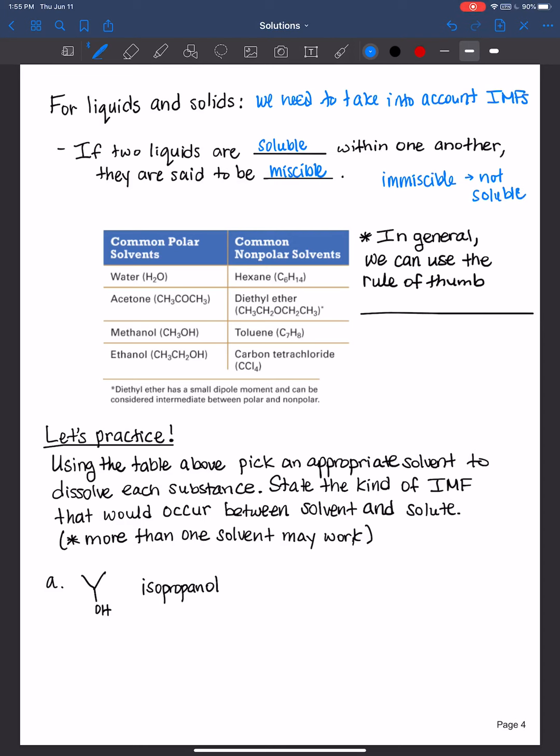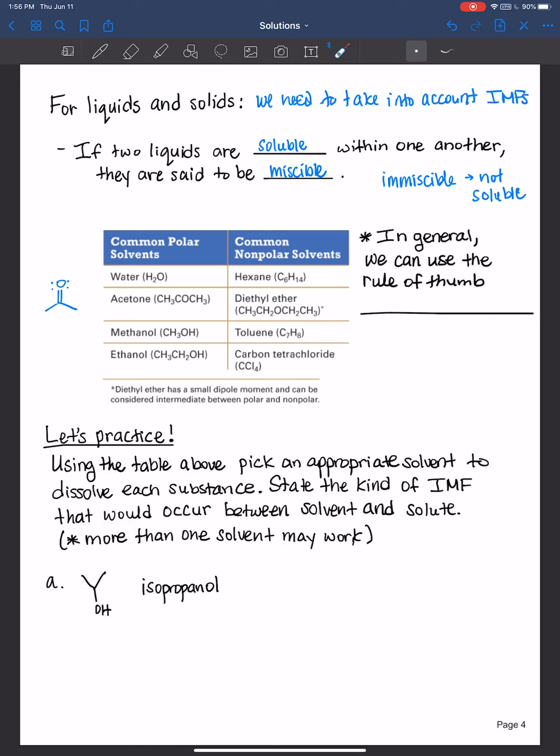Okay, so let's look at this table here. We have some common polar solvents and common nonpolar solvents. So some common polar solvents we use in the laboratory are water, acetone, methanol, and ethanol. Let me draw acetone for you real quick. It's a dimethyl ketone, like so. And then some common nonpolar solvents. You heard me say hexane already. Diethyl ether, toluene, and carbon tetrachloride.